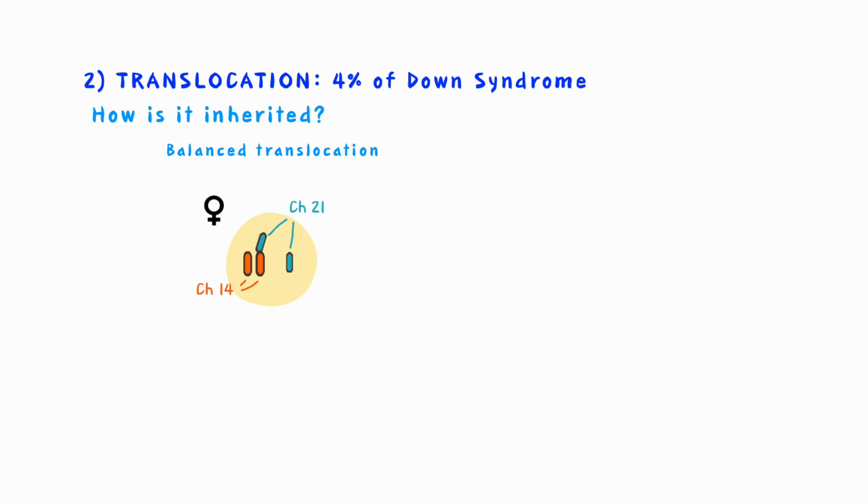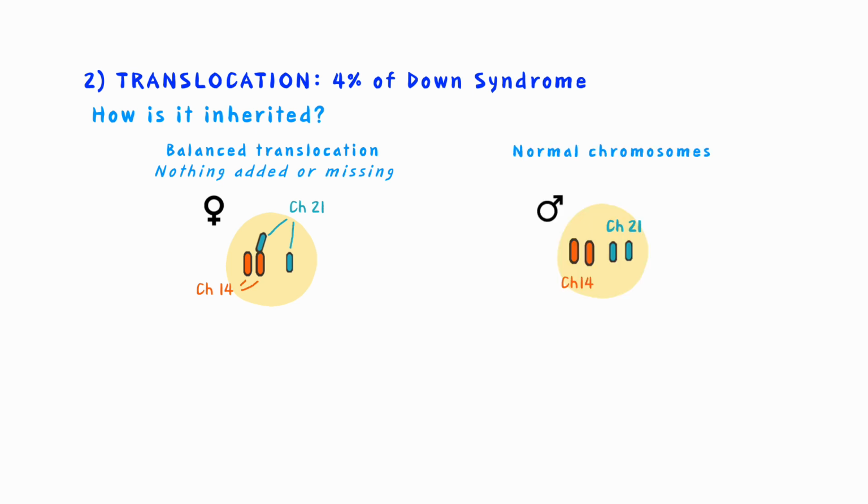Let's imagine a mother has a balanced translocation where chromosome 21 is abnormally attached to another chromosome, in this case chromosome 14. Even though the chromosome is abnormally placed, it doesn't mean the cell has any added or missing chromosomes, as she still only has 2 chromosome 21. And then imagine the father has normal chromosomes.